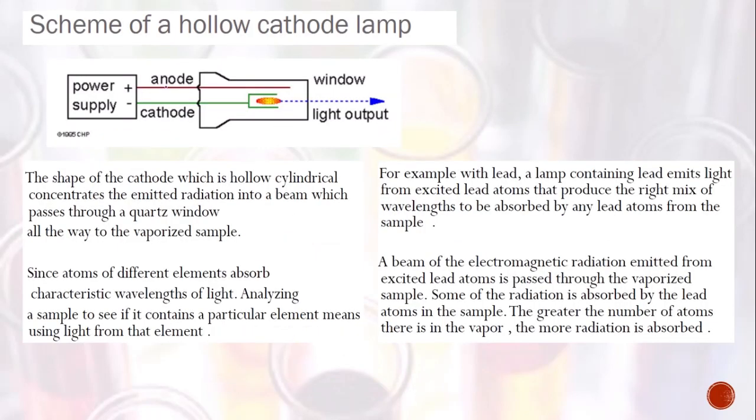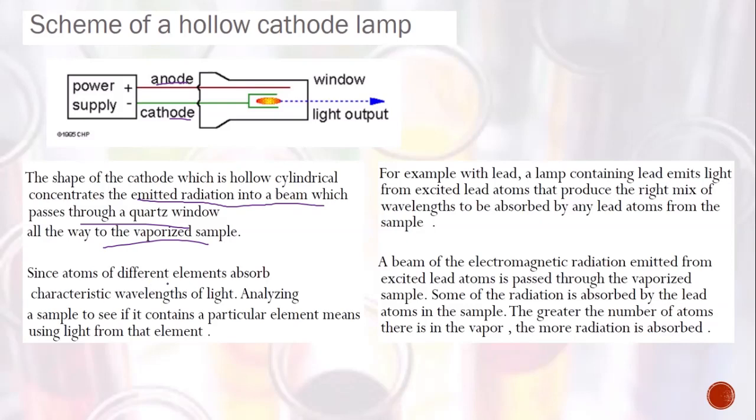So this is how it actually looks. We have the anode and we have the cathode. You apply power and there will be a potential difference. The shape of the cathode is hollow cylindrical to concentrate the emitted radiation into a beam so that it can pass through a quartz window and all the way to the vaporized sample.